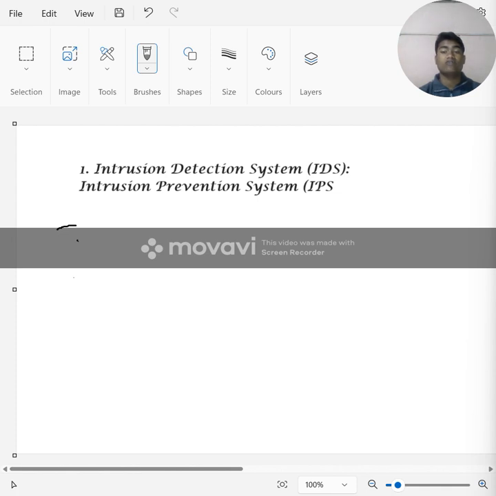There are two main categories of IDPS: intrusion detection systems, IDS, and intrusion prevention systems, IPS. At first we have to know about IDS and IPS step by step. At first we have to know what IDS is. Intrusion detection systems.